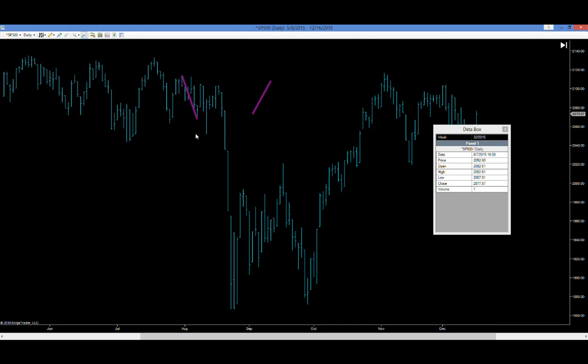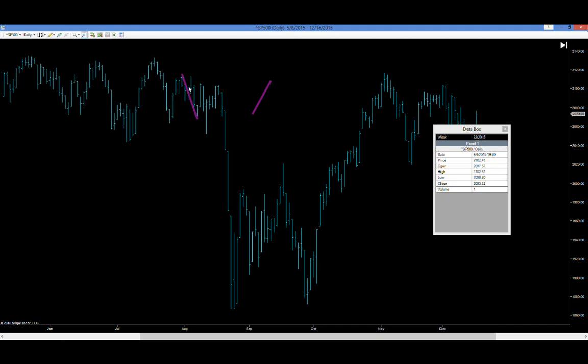I want to define a support line for you. A support and resistance line is drawn between two cycle pivots from W.D. Gann's time cycles. Once again, the definition of it is a line drawn between two cycle pivots from W.D. Gann's time cycles.